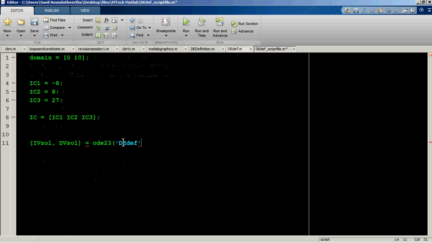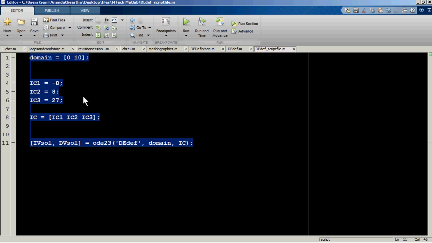It is better to copy and paste it to avoid typing errors. And then we also have to define our domain. We have defined our domain and initial conditions, and that is done here. We're going to put a semicolon and enter. Let's evaluate this. Right click, evaluate selection.